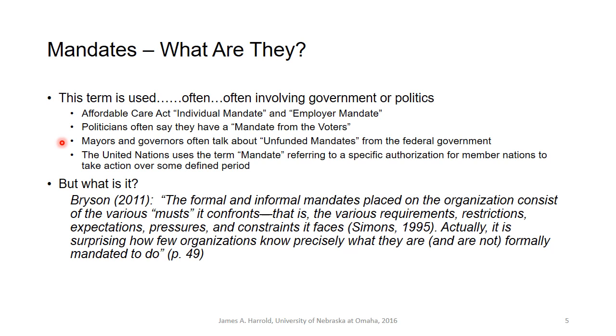Mayors and governors often talk about unfunded mandates, and when they use that term, they're talking about requirements, typically from the federal government, to do something that they don't get funding for. A great example is that many cities are engaging in a sewer separation project right now to separate older storm sewers from older sanitation sewers, making them separate sewer lines. That's a costly project, and all cities are required to do it, but it's not funded by the federal government.